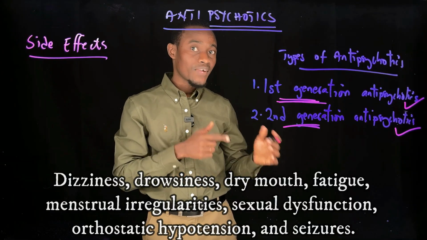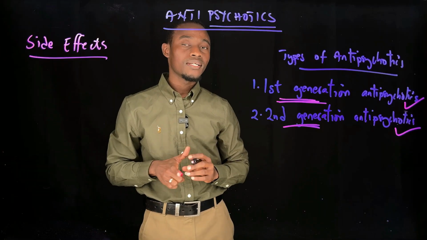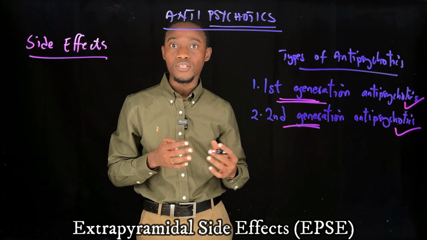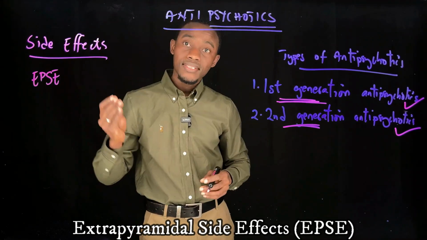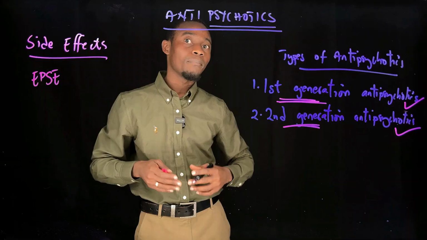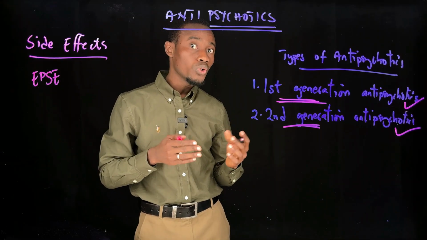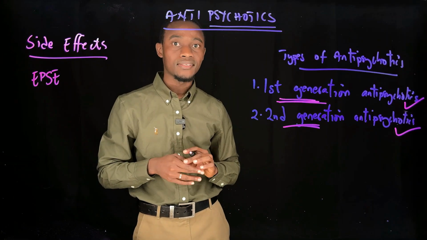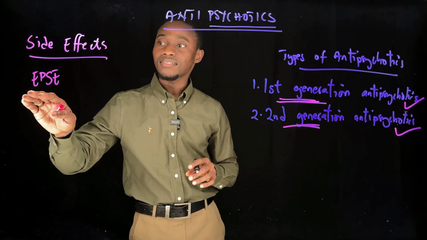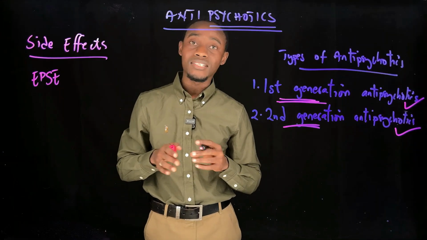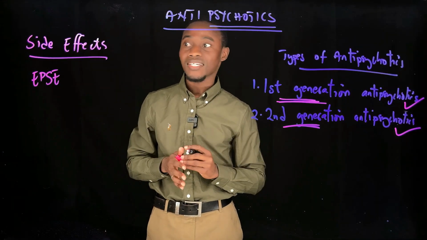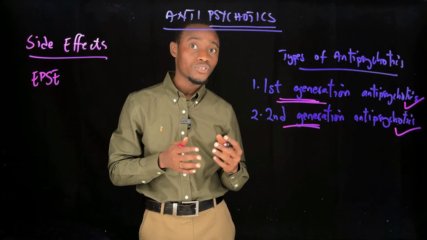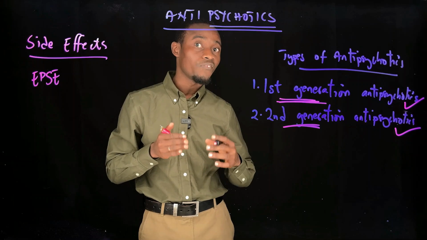However, between the first and the second generation antipsychotics, there is a cluster of side effects that are collectively called extrapyramidal side effects or EPSE. These side effects are mostly caused by the first generation antipsychotics, although some second generation antipsychotics such as risperidone are known to cause EPSEs. Now, I'm not too sure if I want to discuss EPSEs in much detail in this lecture video because it is also a broad area of discussion. But for now, understand that EPSEs are a cluster of movement disorders that are attributable to the use of first-generation antipsychotics.